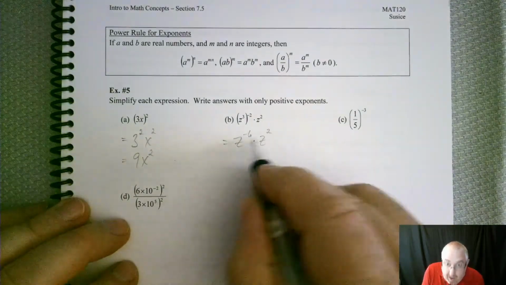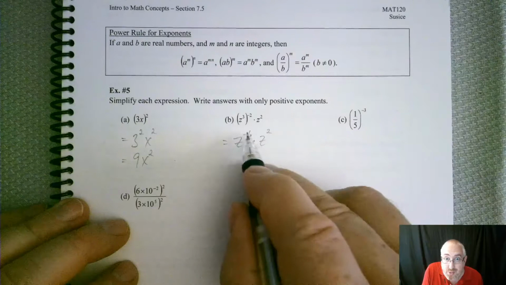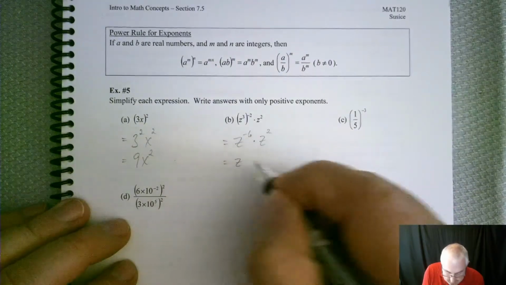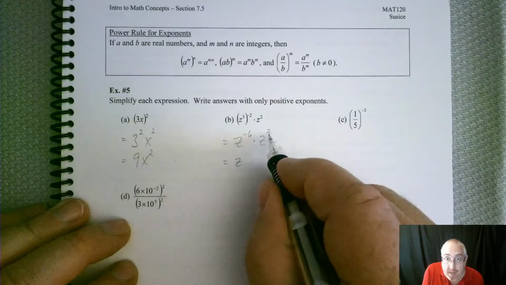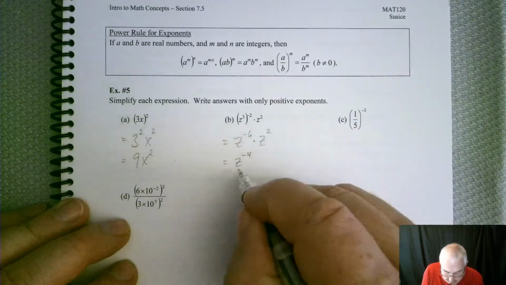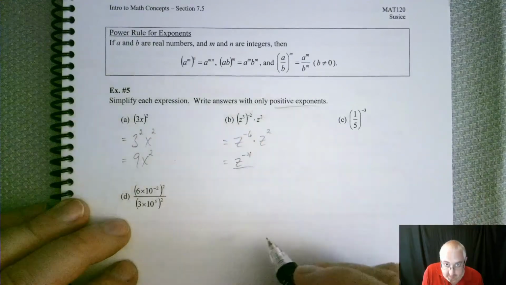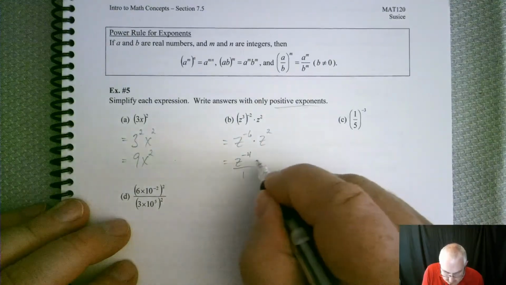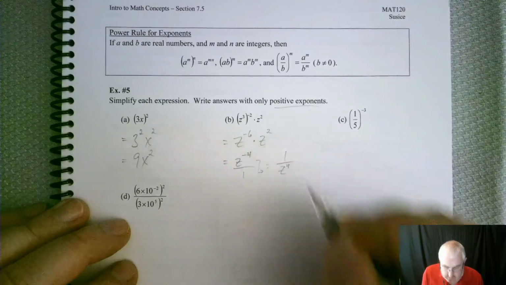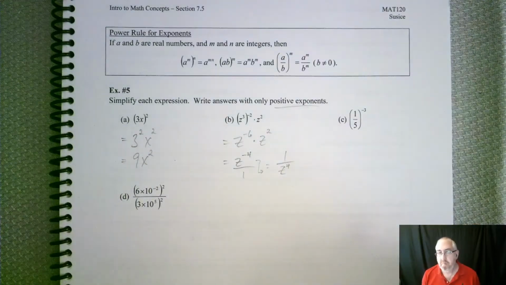All right. Now, though, we have 2 bases, 2 exponents. The product rule says we add. So negative 6 and a positive 2 better be a negative 4. But positive exponents again, so we got to move it down. So 1 over z to the 4th. Not bad, right?